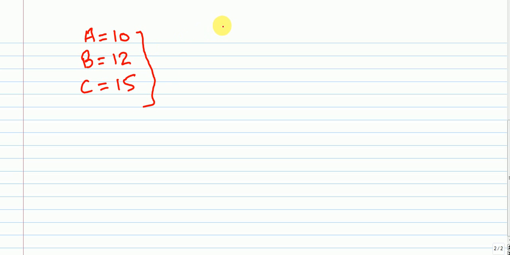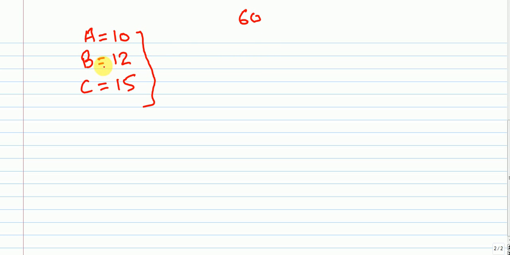Okay, next, quickly, let's suppose the problem is: A will complete the work in 10 days, B will complete the work in 12 days, and another person C will complete the work in 15 days. My question is, working together, in how many days will they complete the work? Now see, 10, 12 and 15. What is the LCM of 10, 12 and 15? The LCM is 60. So 60 units is the work which they have to do.